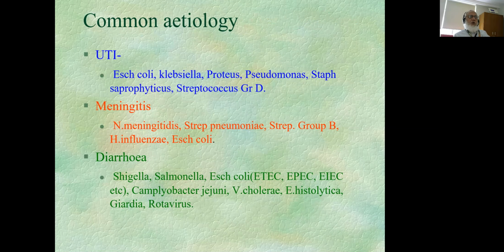Sometimes common bacterial etiology is asked in the viva. UTI, you should understand, only 4 or 5 bacteria are involved. Most common is Escherichia coli, followed by Klebsiella, Proteus, Pseudomonas, and only a few gram-positive bacteria, Staph saprophyticus and Streptococcus group D. Meningitis, also only 5 bacteria: Neisseria meningitidis, Streptococcus pneumoniae, Streptococcus group B, Haemophilus influenzae, and Escherichia coli. It covers more than 95% of the meningitis cases.